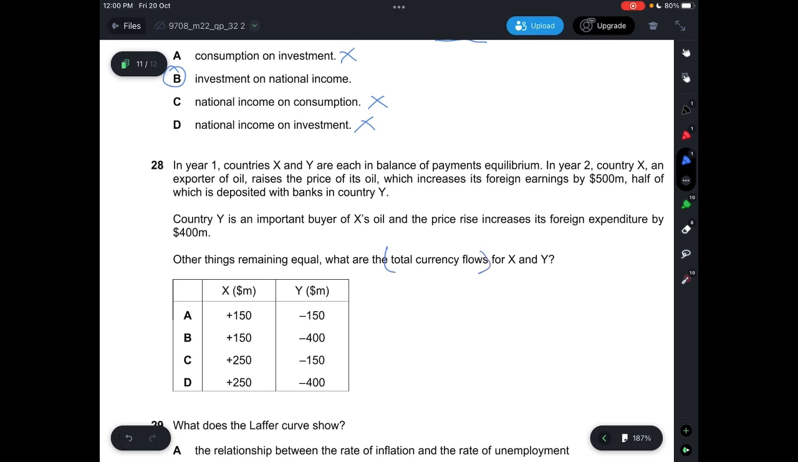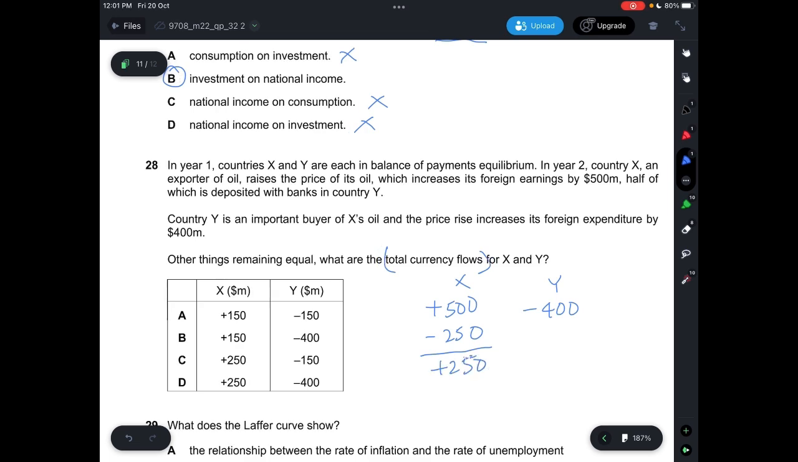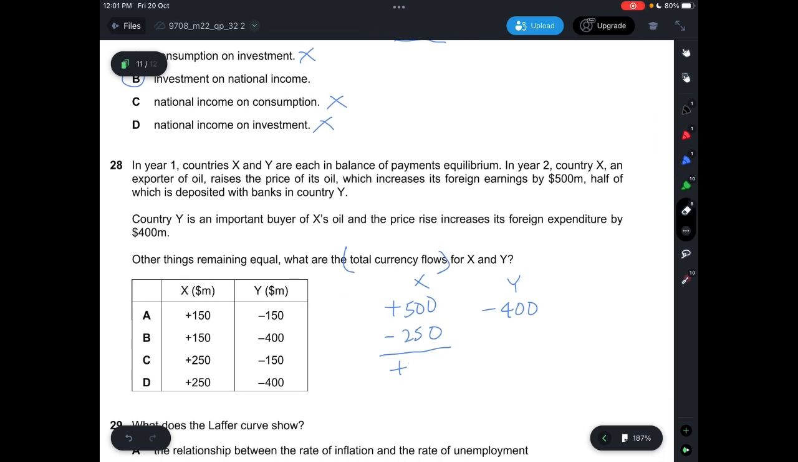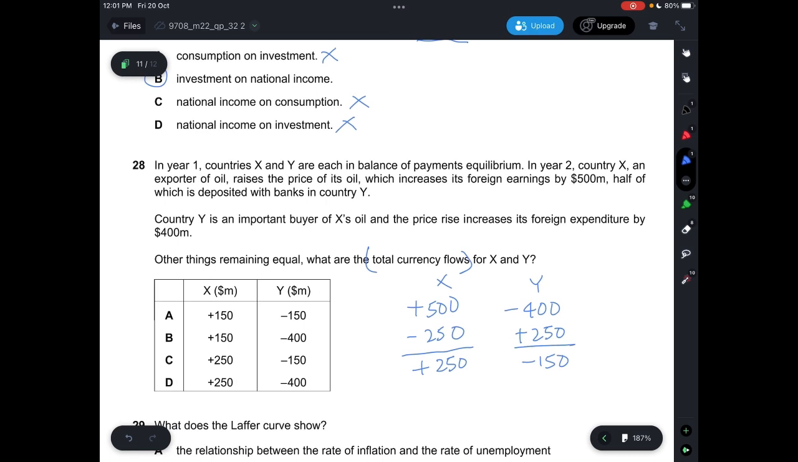So you can see here, in year 1, it's in equilibrium. In year 2, it increases its foreign earnings by 500 million for X, and for Y, it increases its foreign expenditure by 400, so negative 400. Now half of the money is deposited in country Y, so for X we take minus 250. So we get plus 250, and then moving over to country Y, it should be minus 250. This one plus 250, so we get minus 150. So the answer is already here. X is 250 and Y is negative 150. So I'll say C.